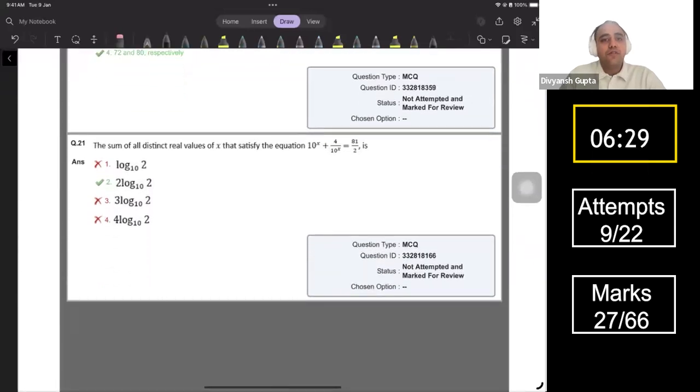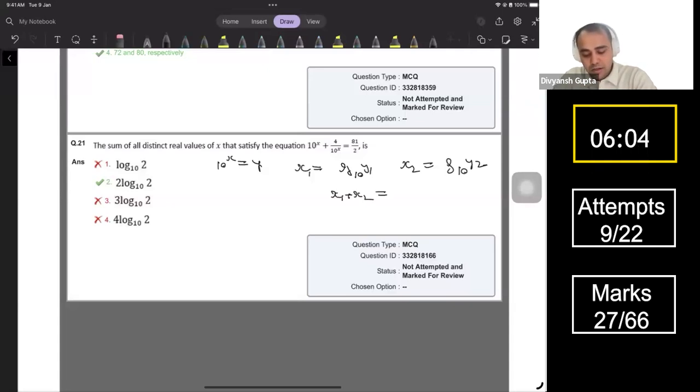Sum of all distinct real values of x that satisfy the equations 10^x plus y. This will become a quadratic. Let's go for that. Let's say that 10 raised to power x is equal to y. That x is equal to log y base 10. So x1 will be this, your x2 will be log y2 base 10. Now, what they want is the sum of x1 and x2, which will essentially be log of this plus this, will be log y1 y2 to the base 10. So what I need to find is the product y1 y2. I think we can do that.